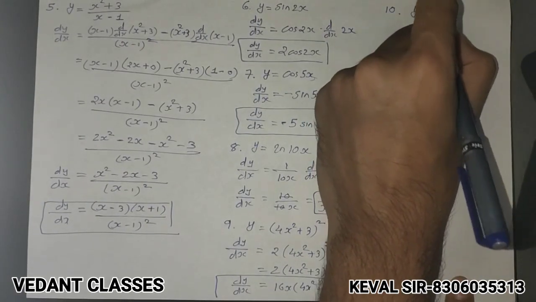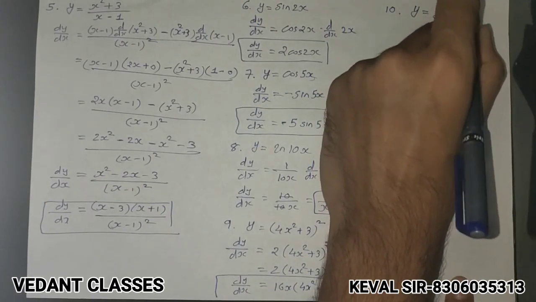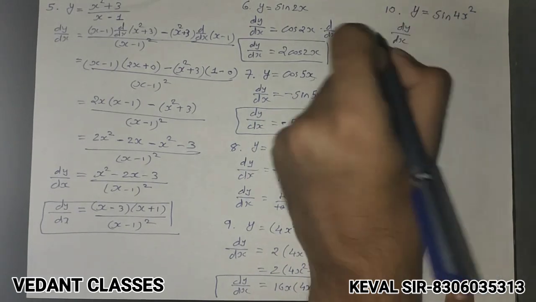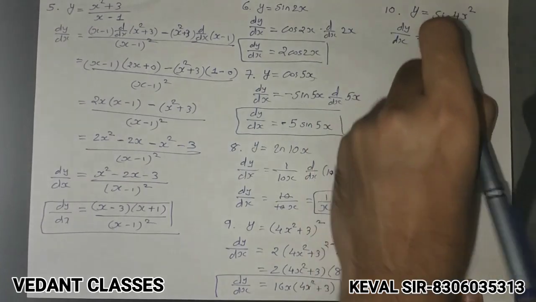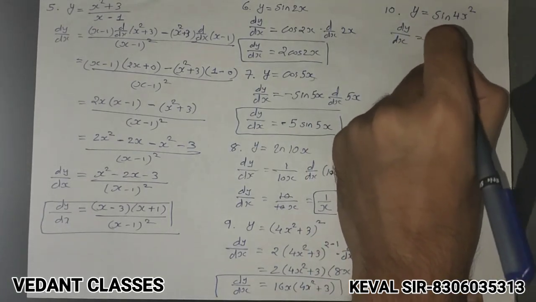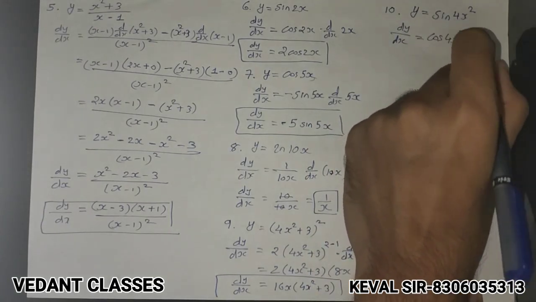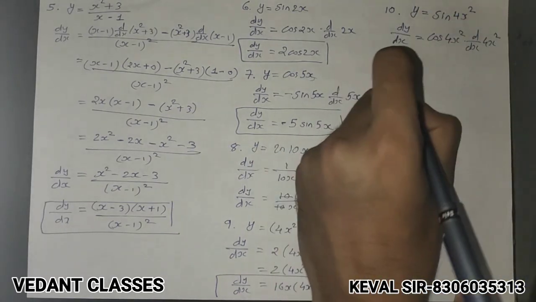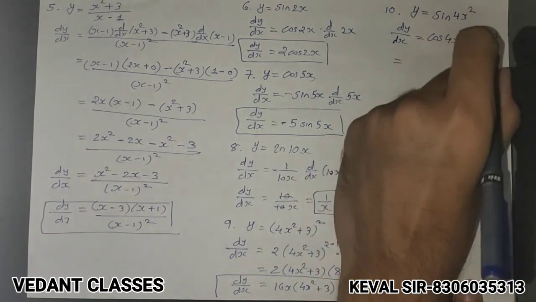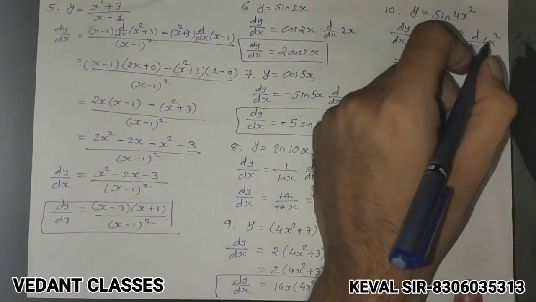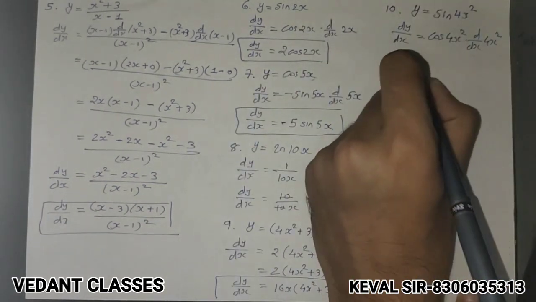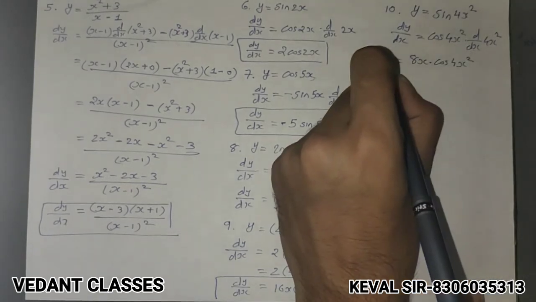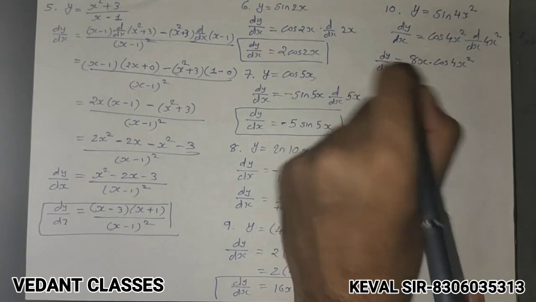Y is equal to sine 4x square. So here dy by dx, again it's a composite form. So the derivative of sine is cos, so it will be cos 4x square, and then carry out the derivative of 4x square. Okay, so the derivative of 4x square will be 8x. So 8x dot cos 4x square, this will be the answer for this one.